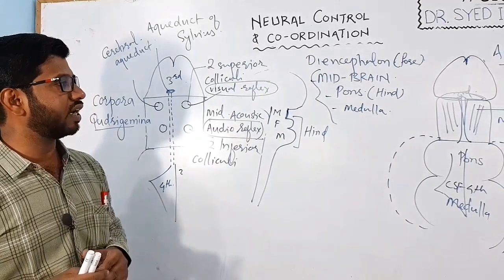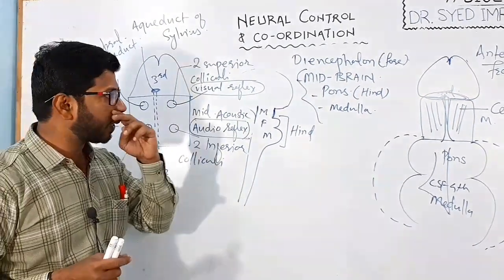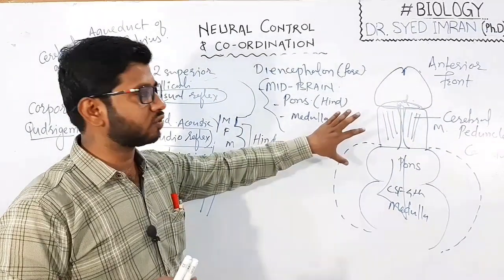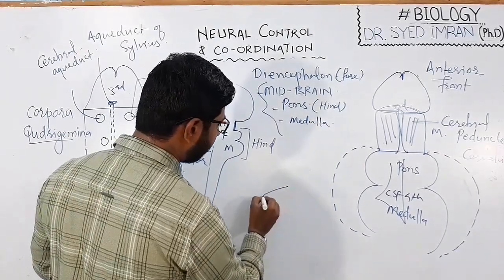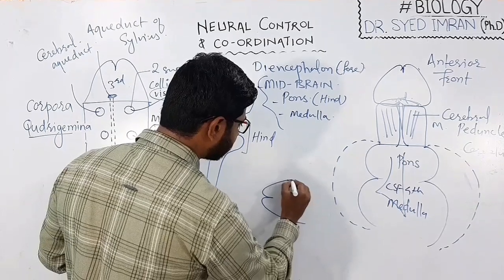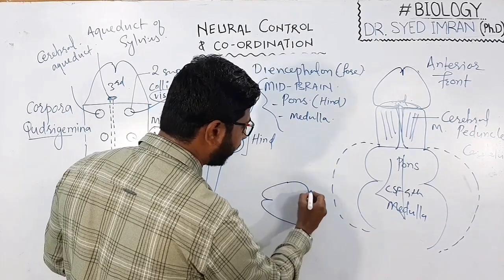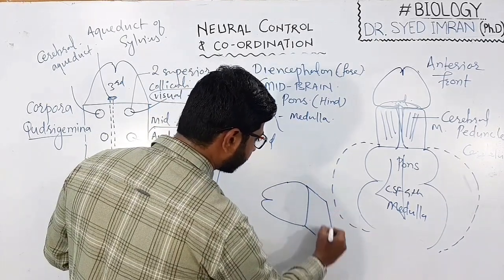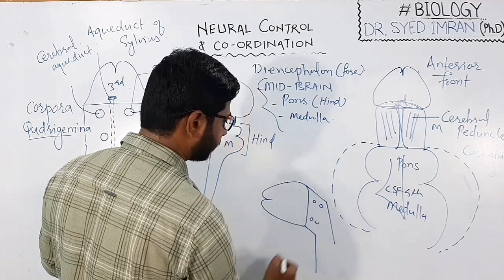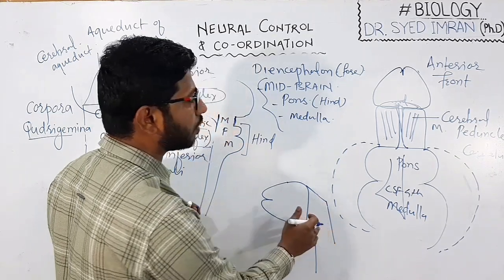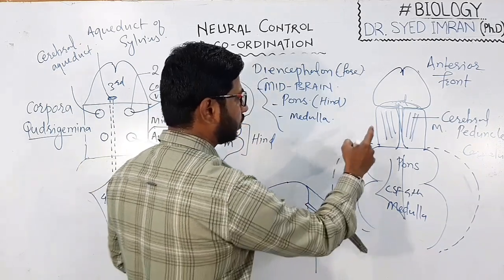So in this video we have studied the forebrain. If we go further into more detail, then come to this point. If we observe this midbrain from the side, that is the lateral view, a more correct diagram would be like this. This is the side view of the midbrain. This is the floor of the midbrain, and this part is like this.